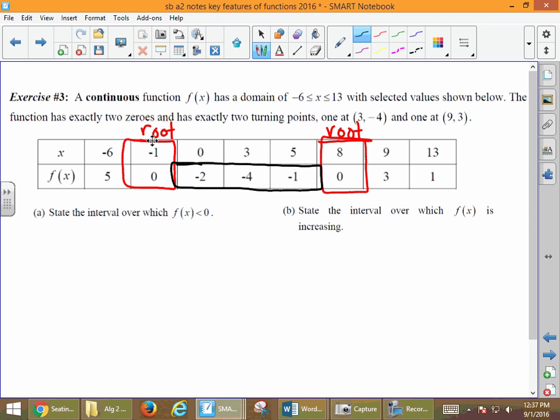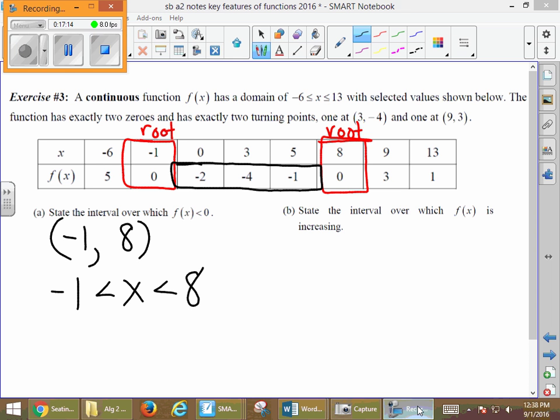We're in between -1 to 8. No equals, so we're going to have parentheses. So there's the interval. If you prefer, -1 less than x less than 8. And I am going to look at it graphically in just a minute. So if that doesn't make sense to you, I will put it in terms of the graph. How did you know that? -1 here.